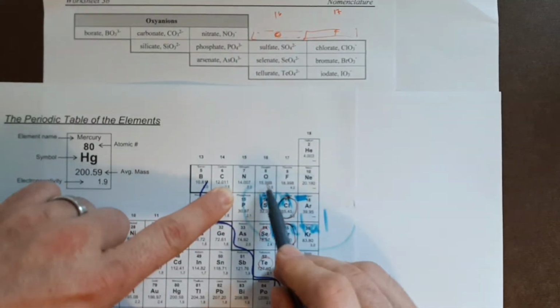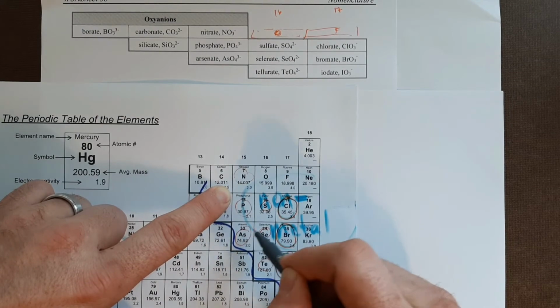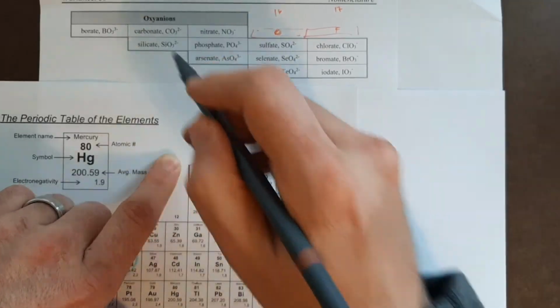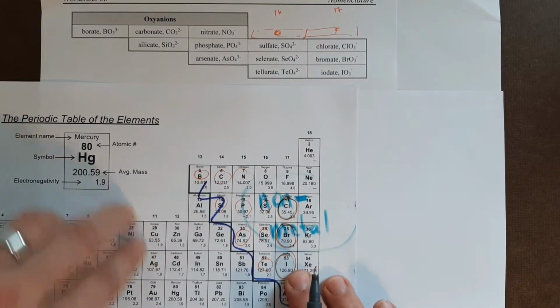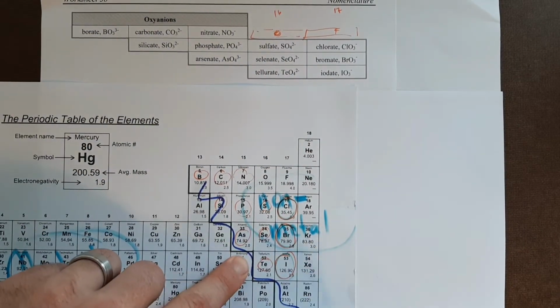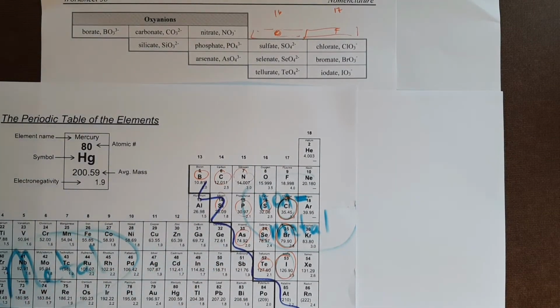Then the next one over from oxygen is nitrogen, phosphorus, arsenic, then carbon, silicon, boron. So this looks like your periodic table, and there's a reason for that. There's a clever little method for memorizing these that we call the T43 method.